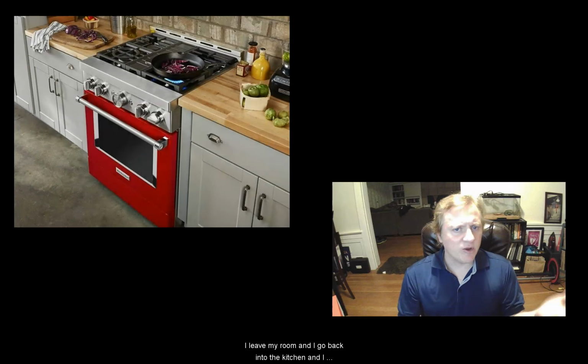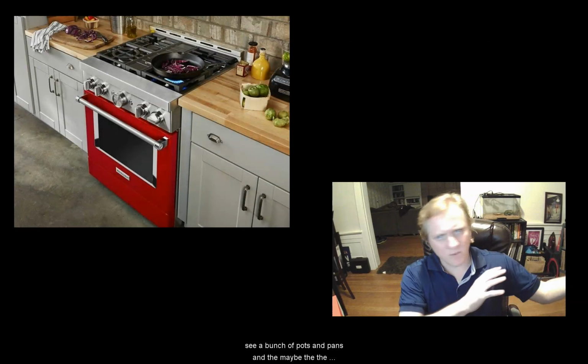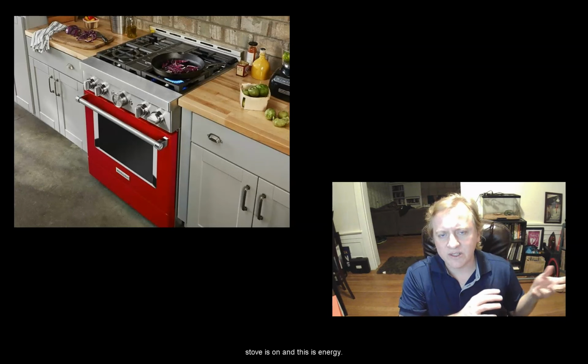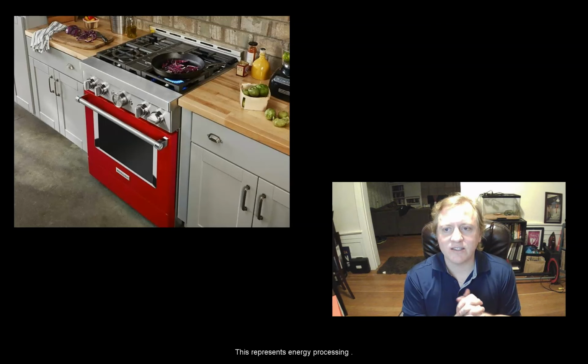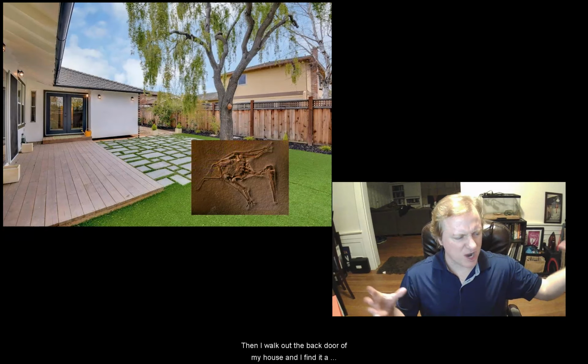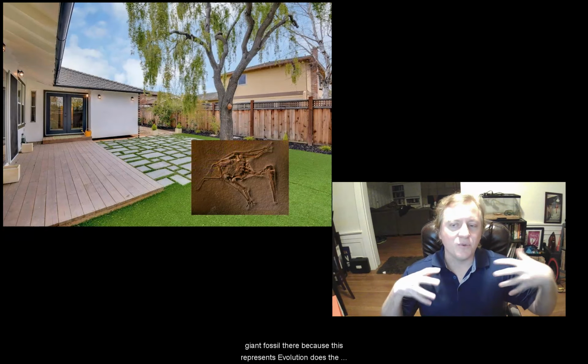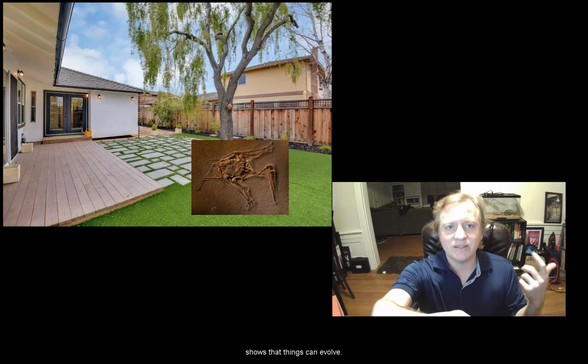I leave my room and I go back into the kitchen and I see a bunch of pots and pans and maybe the stove is on, and this is energy. Okay, this represents energy processing. Okay. So then I walk out the back door of my house and I find a giant fossil there because this represents evolution. This shows that things can evolve.